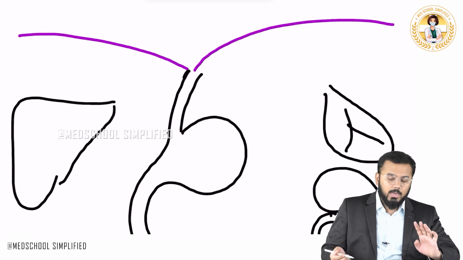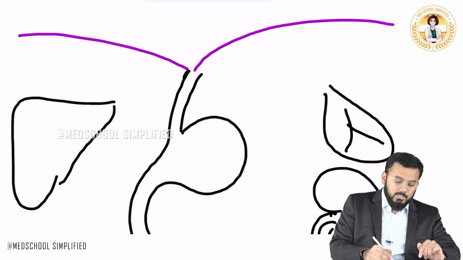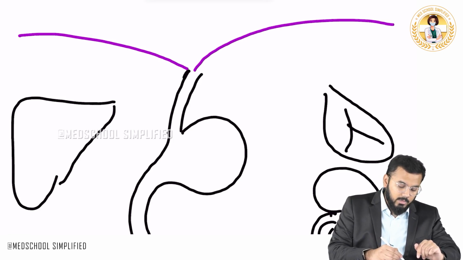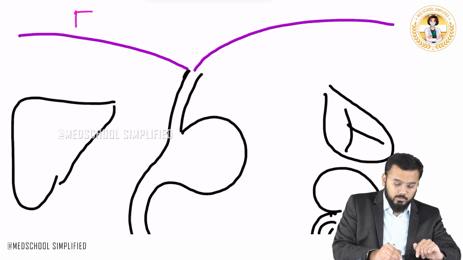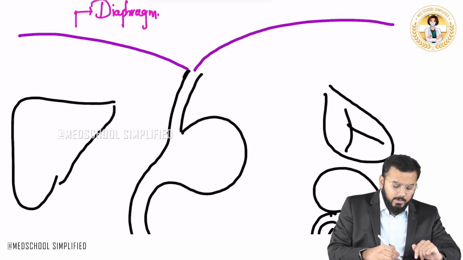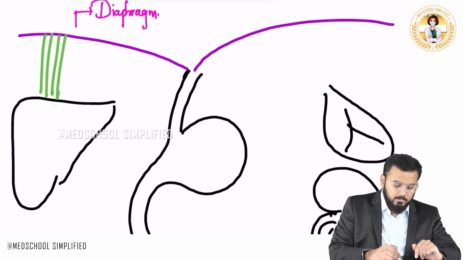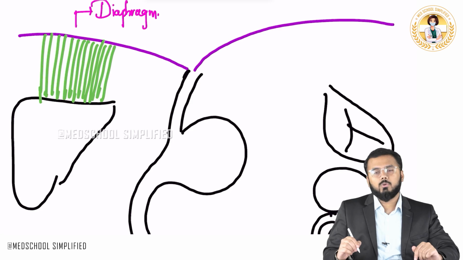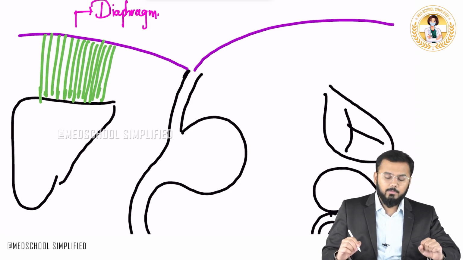Now, what are the ligaments? There is a ligament that is attached all the way from the liver to the diaphragm like this. So, this one over here is your diaphragm, and this ligament over here is called as a coronary ligament.